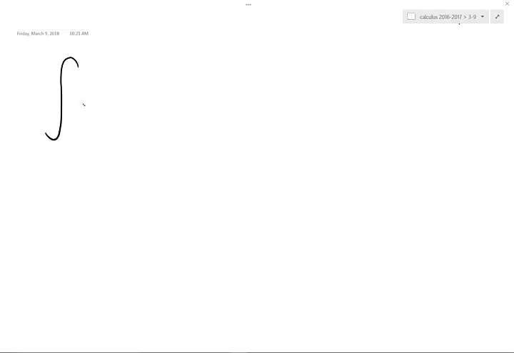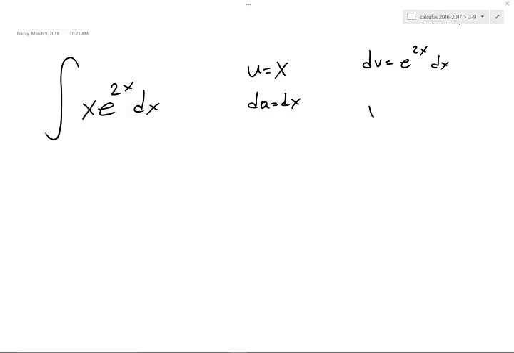Let's do that one. x e to the 2x. Oh, that's hot. Now, again, who should our u be here? The x. That's right. So then our dv is e to the 2x dx. What is the antiderivative of e to the 2x? 1/2 e to the 2x.